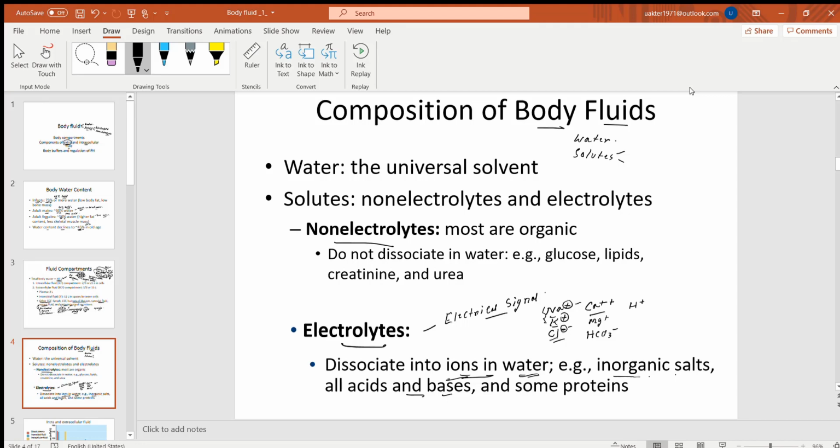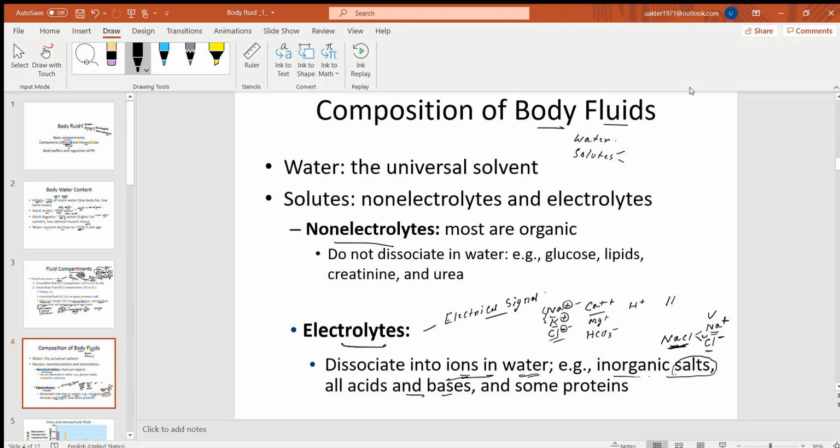So let me just make it more clear. Inorganic salts, sodium chloride is the most common, right, salt in the body, and it is an inorganic salt. And you know, when sodium chloride, that salt, is dissolved in water, we get sodium plus and chloride minus. So you see, when the sodium chloride is dissolved in water, these two chemicals get separated, and one carries positive, another carries the negative. So these are electrolytes.